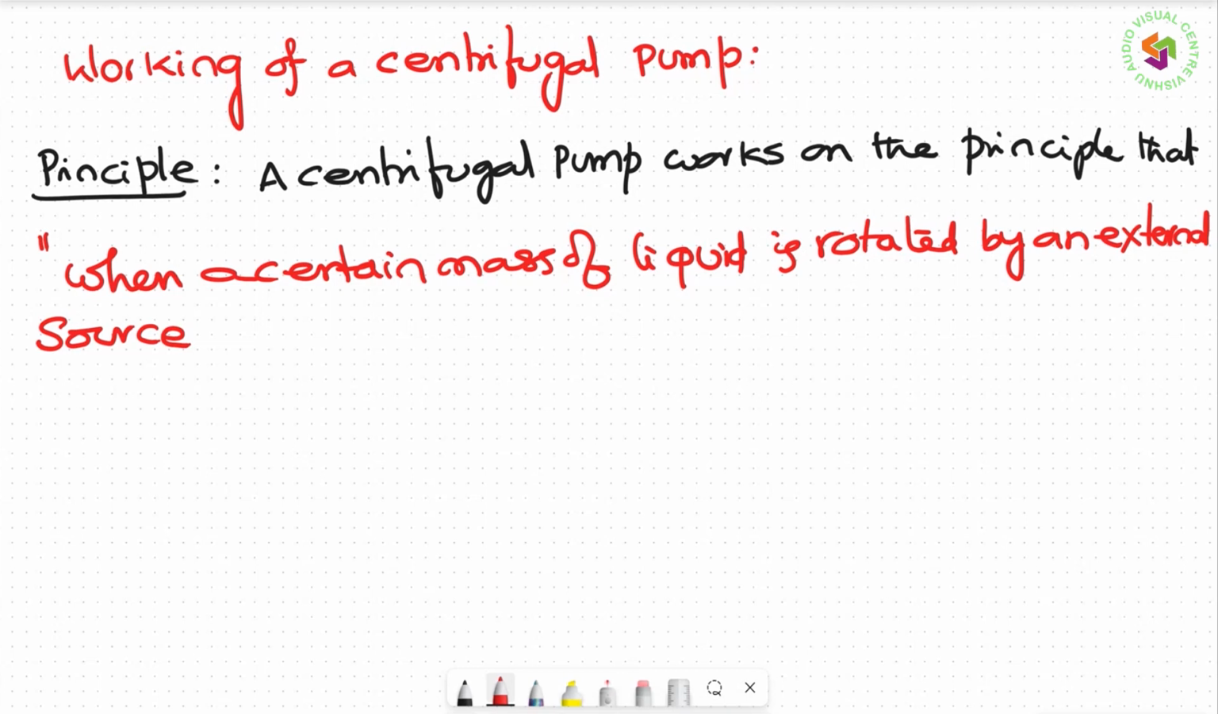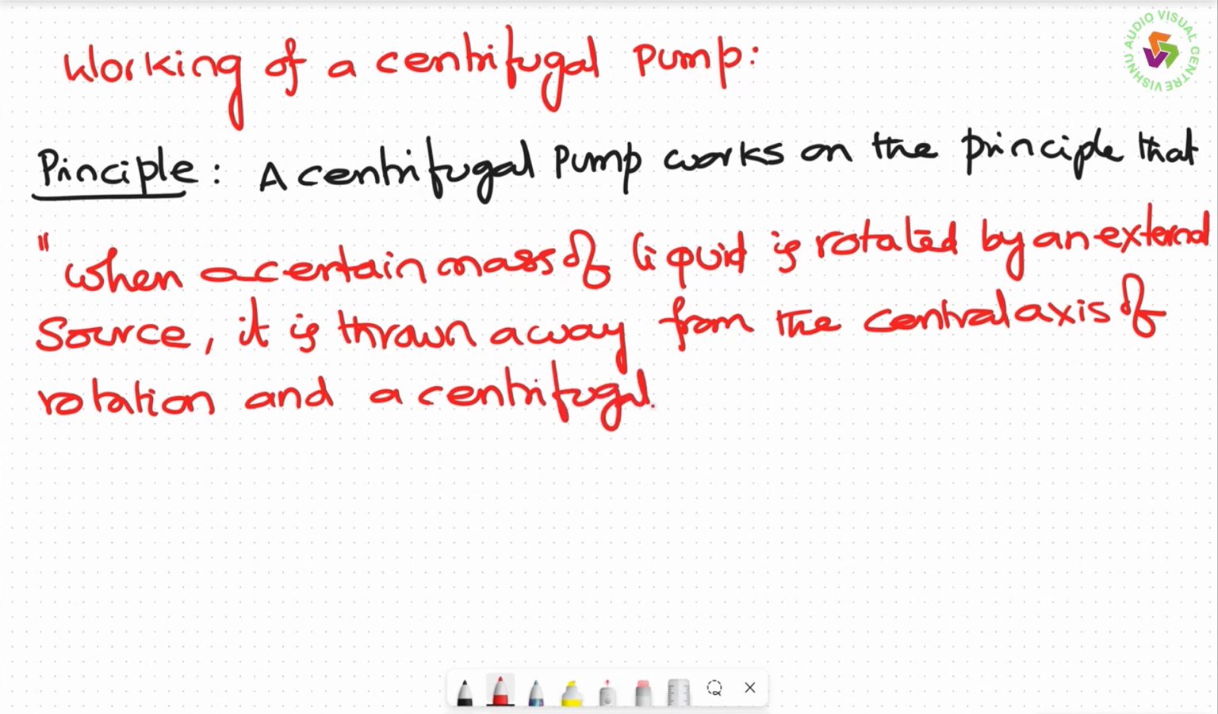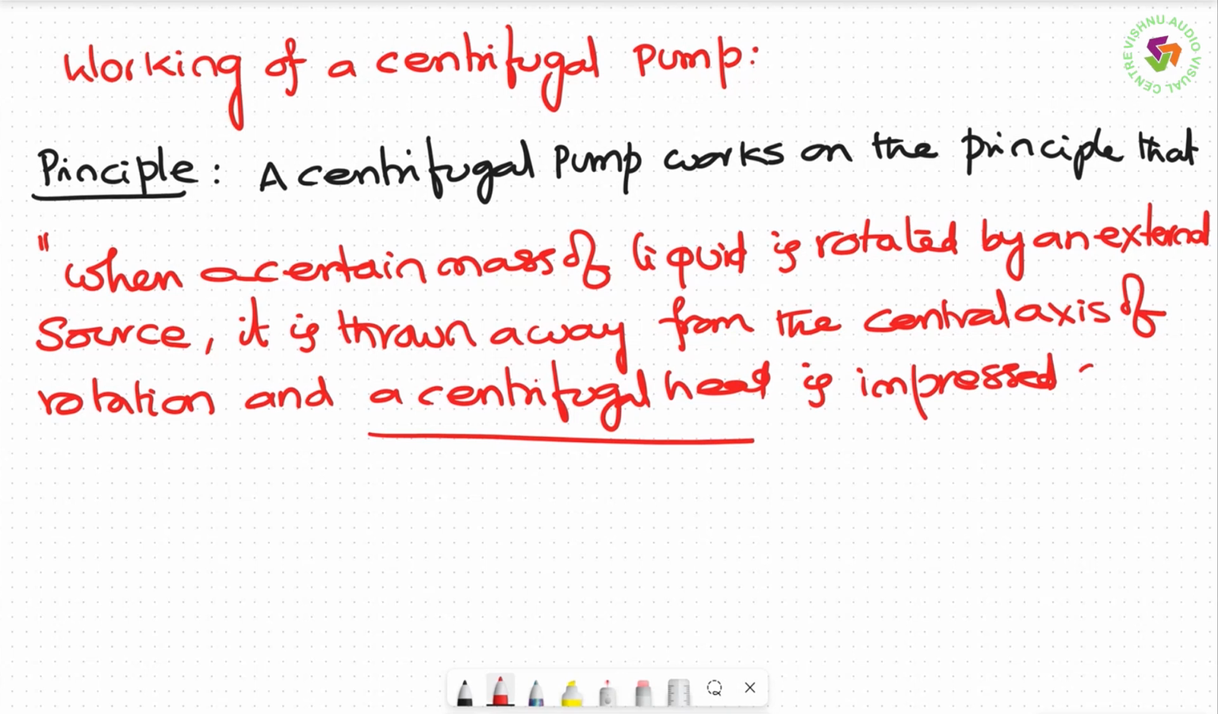in the case of a centrifugal pump, the rotating element is the impeller and the external source is the motor, right? When rotated by an external source, the water is thrown away from the central axis of rotation, and a centrifugal head is impressed, which enables the water to rise to a higher level.